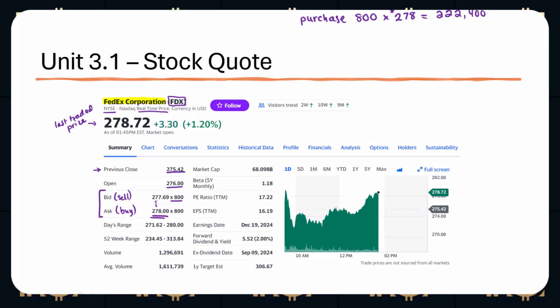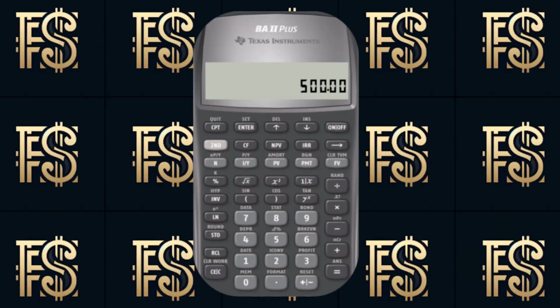Now, what if we wanted to sell 500 shares? Well, remember, if we're going to sell the stock, we receive the bid price, that would be $277.69. So let's see what we would receive if we sold 500 shares. 500 times 277.69. And we find that we would receive $138,845.